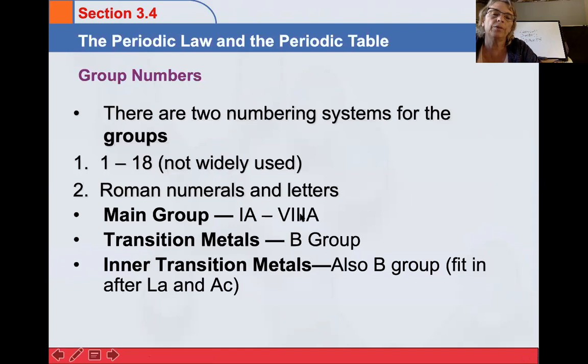So we have the main group at 1A through 8A, the B group, the transition metals, and then we have the inner transition metals.